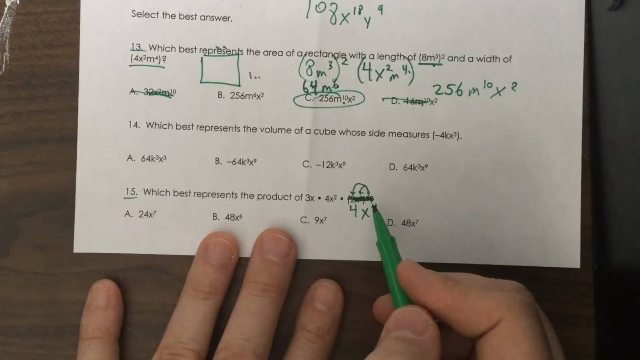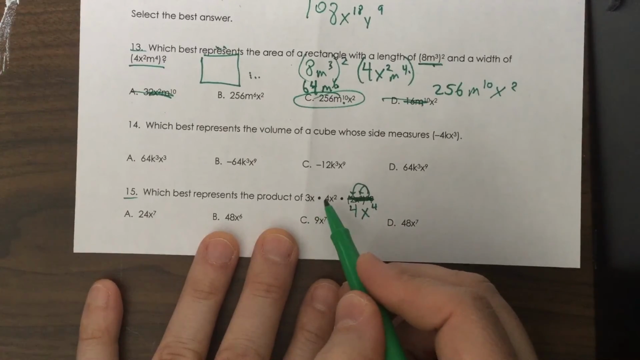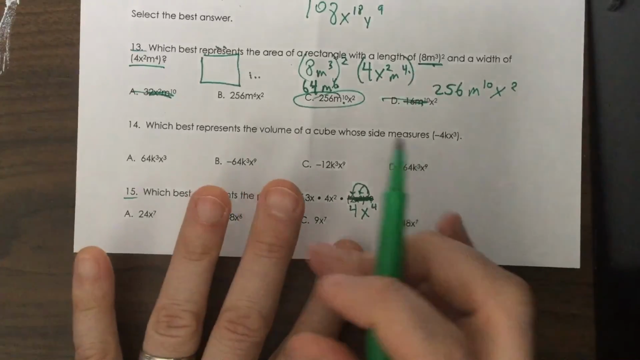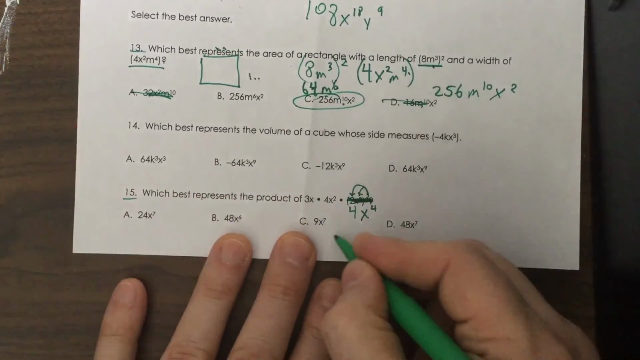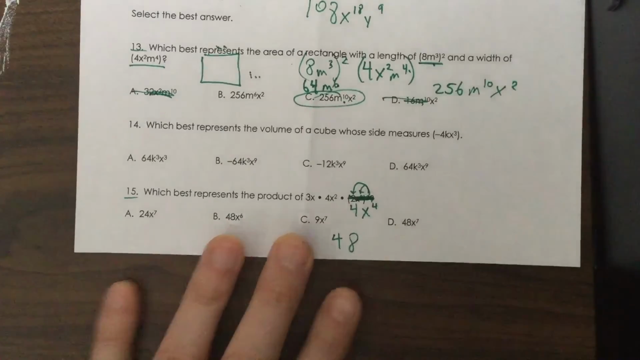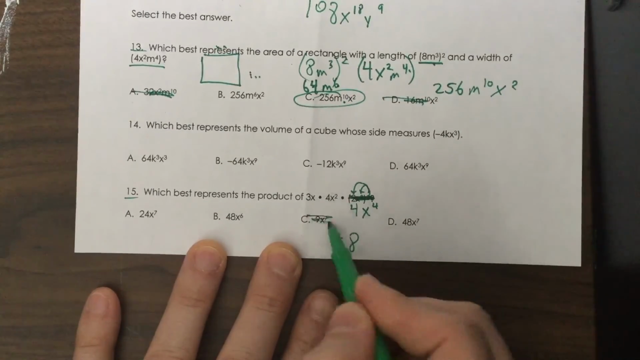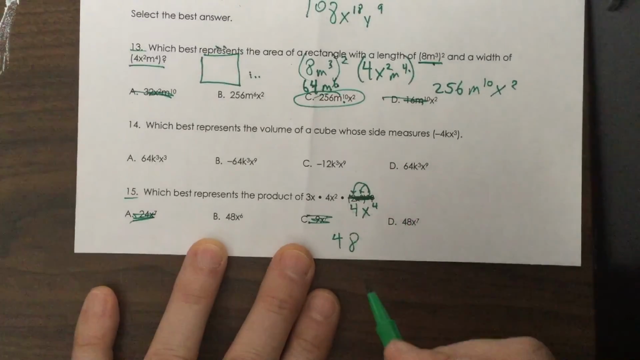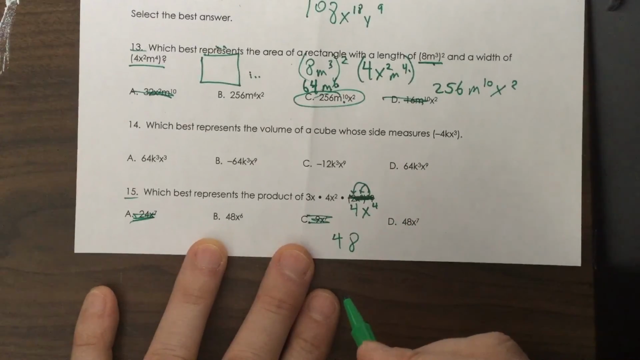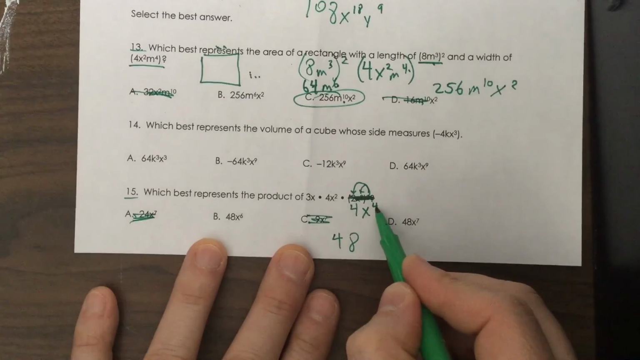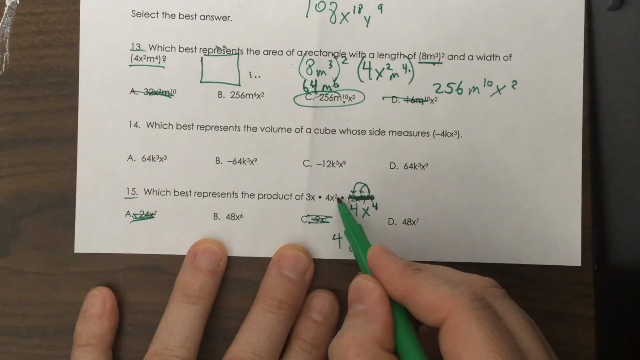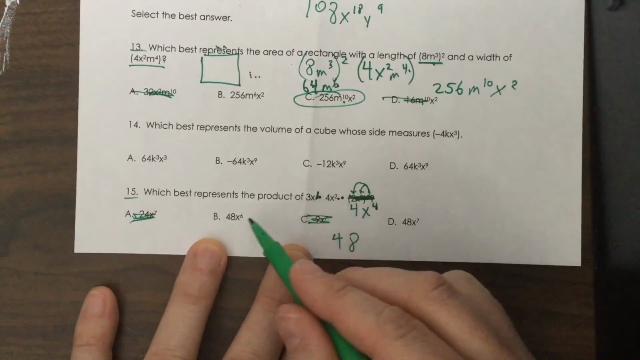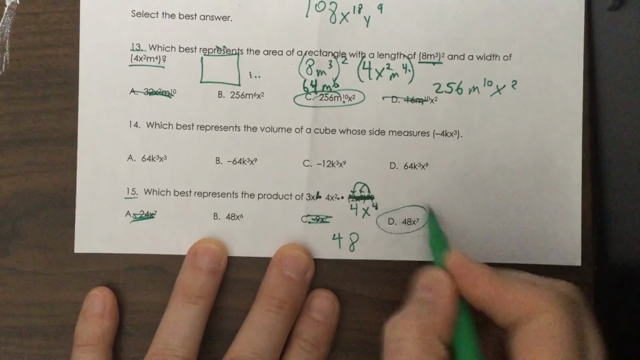Let's multiply my coefficients first. 3 times 4 is 12, and 12 times 4 is 48. 12, 24, 36, 48. So I get 48. I've already eliminated two choices. They don't have 48. Okay, let's do the exponents, and this is where you have to watch. This is 4, plus 2 is 6, but you got to remember that little invisible one, plus 1 is 7. So it's not this one, it's 48x to the 7th.